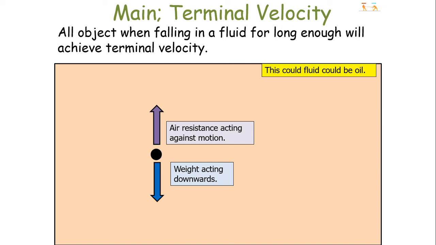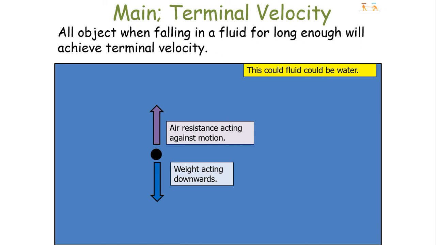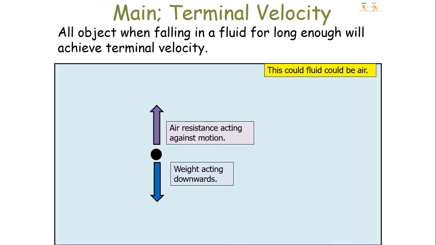So this fluid could be oil, this fluid could be water, this fluid could be air, any liquid or a gas. If an object is in motion in that particular fluid, it can achieve terminal velocity. So look out for examination questions where they look at an object moving in a fluid like water, like oil, like the air. In all situations when an object falls in a fluid, it will eventually achieve terminal velocity. It will eventually achieve this maximum speed. It can go no faster than that.